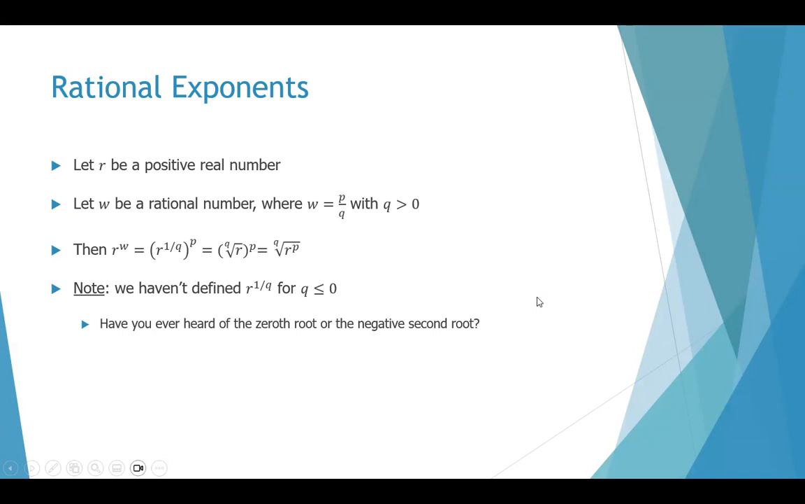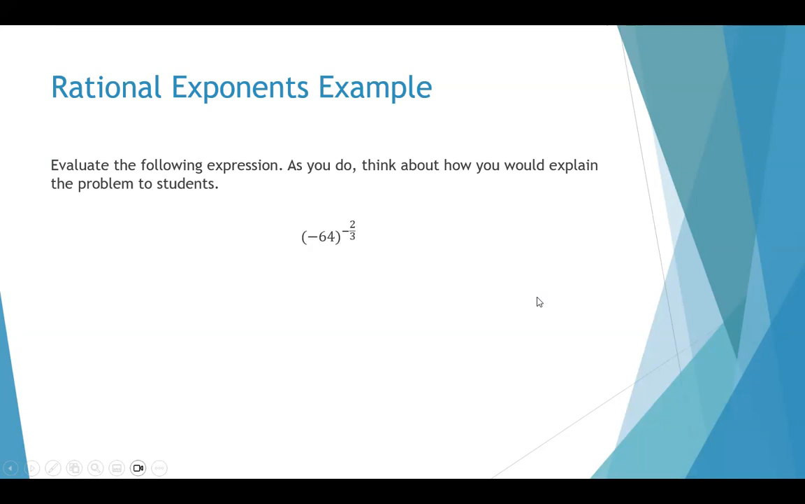Now, we're not saying p can't be less than 0. We're saying that the 1 over q is not less than 0. So you can evaluate the following expression. As you do, think about how you would explain the problem to students.